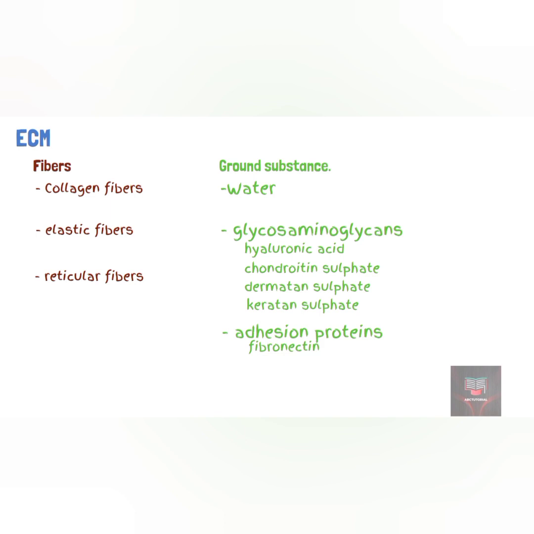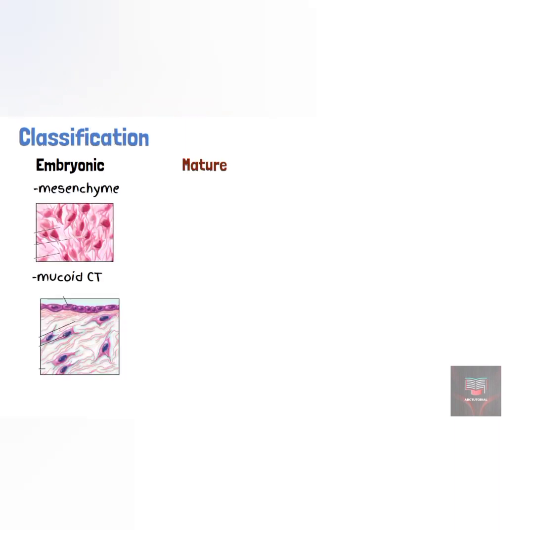Connective tissue can be classified into embryonic and mature connective tissue. Embryonic connective tissue is generally of two kinds, the mesenchyme and the mucous connective tissue. The mesenchyme forms almost all other types of connective tissue in adults, while the mucous connective tissue is generally located in the umbilical cord of the fetus and functions for support.